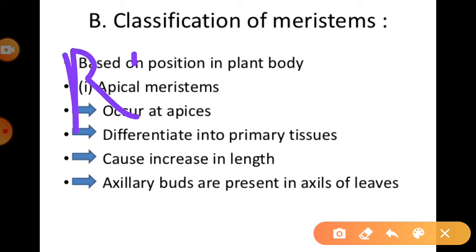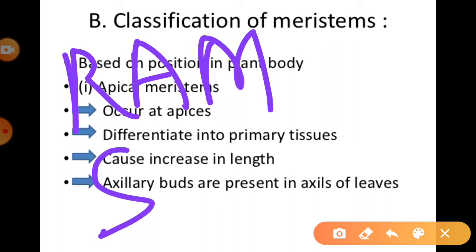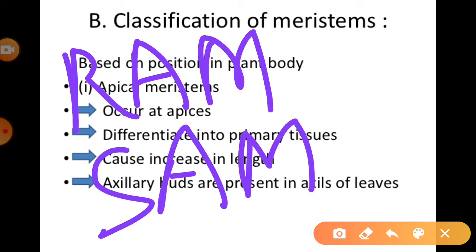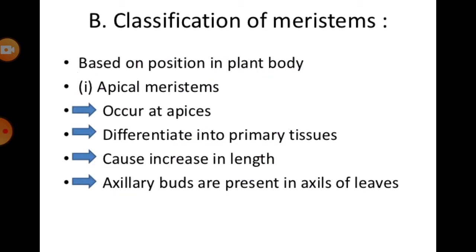RAM and SAM. RAM means root apical meristematic tissue, which always occupies the tip of root. On the other hand, the shoot apical meristem always occupies the most distal region of the stem axis, that is known as shoot apical meristem, right? And we can say these tissues are generally found in such places.